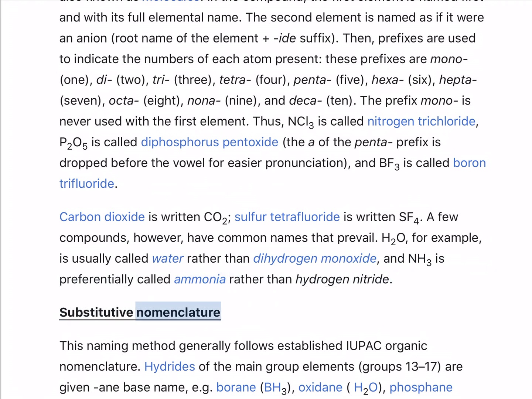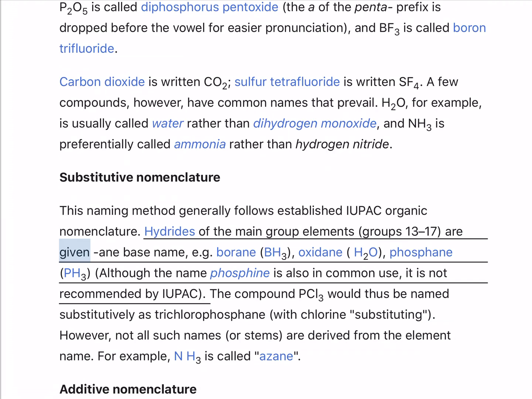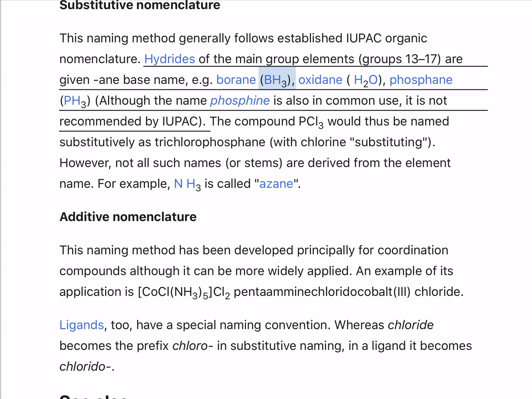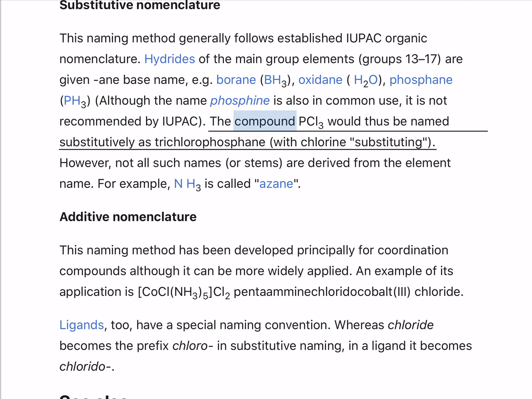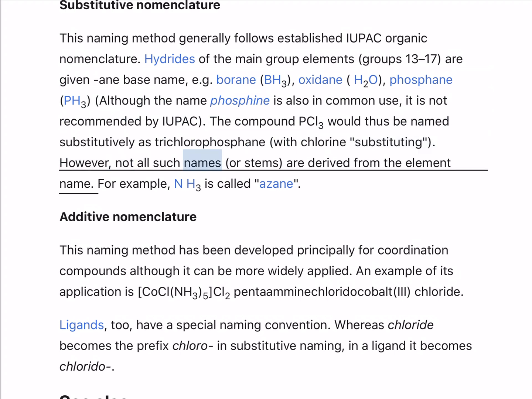Substitutive nomenclature. This naming method generally follows established IUPAC organic nomenclature. Hydrides of the main group elements, groups 13-17, are given a base name, for example borane, BH3, oxidane, H2O, phosphane, PH3. Although the name phosphine is also in common use, it is not recommended by IUPAC. The compound PCl3 would thus be named substitutively as trichlorophosphane, with chlorine substituting. However, not all such names, or stems, are derived from the element name. For example, NH3 is called azane.